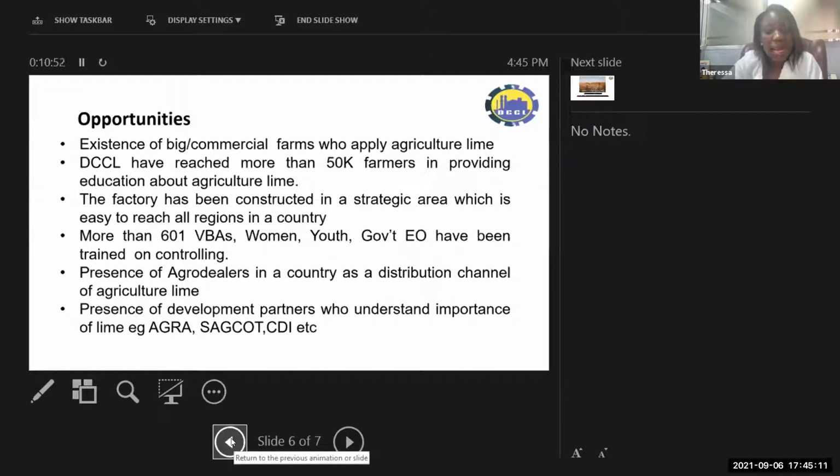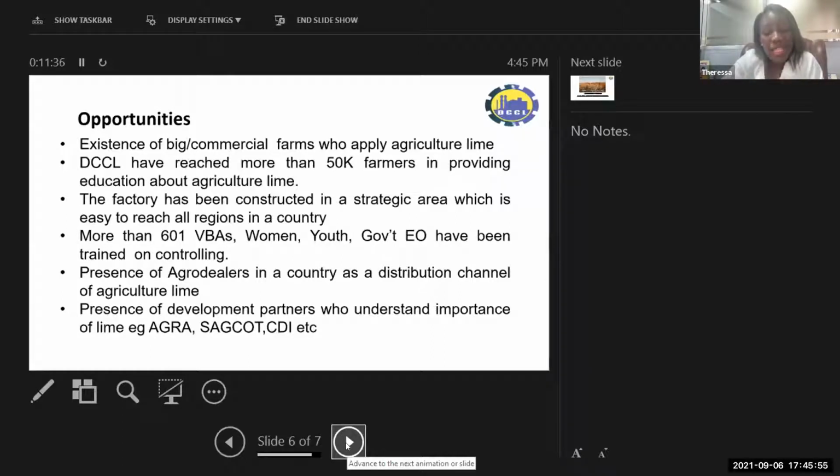The other opportunity is that our company is located in a very strategic area. The best agricultural lime is found in Dodoma, where our factory is. Another opportunity is that there are extension service officers who were trained and are well versed about lime, and we're sure that if we join hands, they are going to bring the news of agricultural lime to many in Tanzania who need it. And the other thing is the presence of agro dealers who, when well trained and well mobilized, can easily adapt and assist us to supply and distribute our lime.